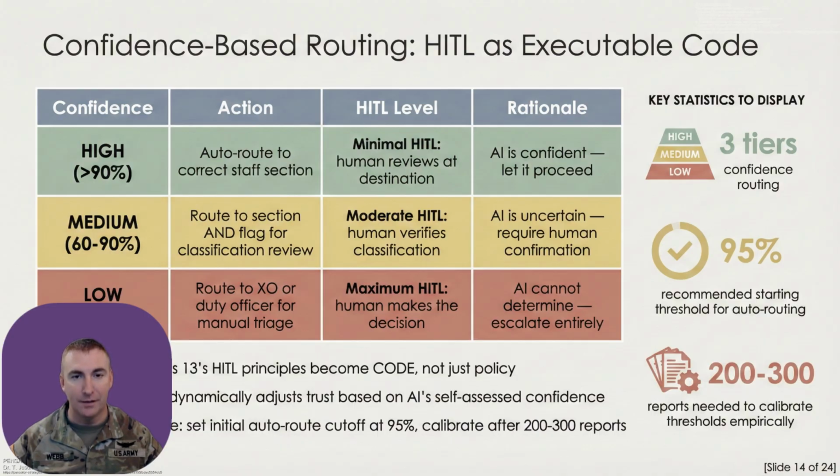Start conservative. Set your auto-route cutoff at 95, not 90. After 200 to 300 reports with human verification, calibrate from your own data. A model can report high confidence while being wrong. Trust data, not self-assessment. But confidence routing means nothing if you run out of tokens halfway through the month.